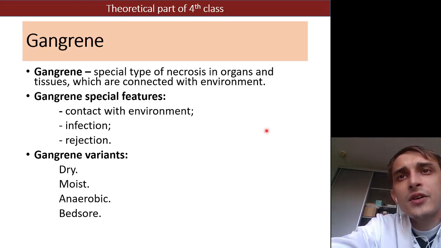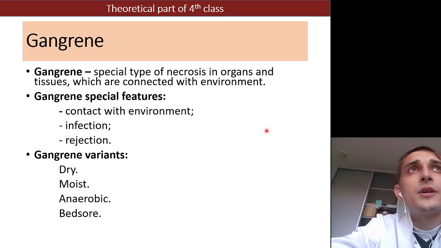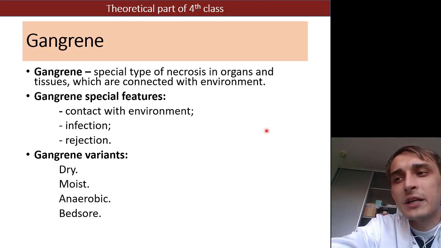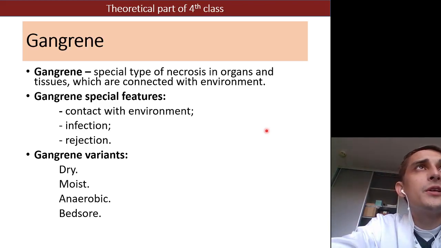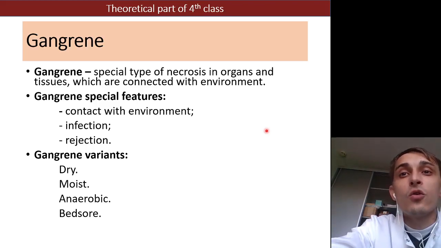Also, gangrene may be a bed sore, and a bed sore is a result of bad medical care. If you have a patient with a really deep injury of the brain, or a patient in a coma, you should take special care of them, and this special care involves special movements in the bed. You should change their position in the bed once every hour, and you should make some movements in all of their joints, as prophylaxis of bed sores.